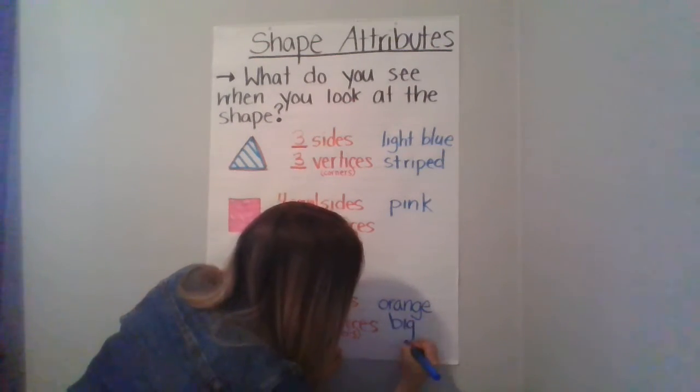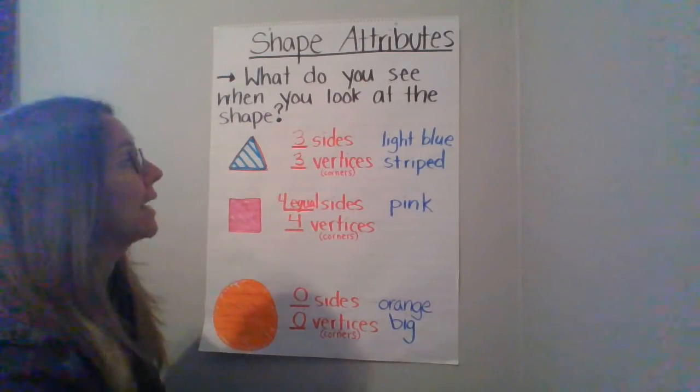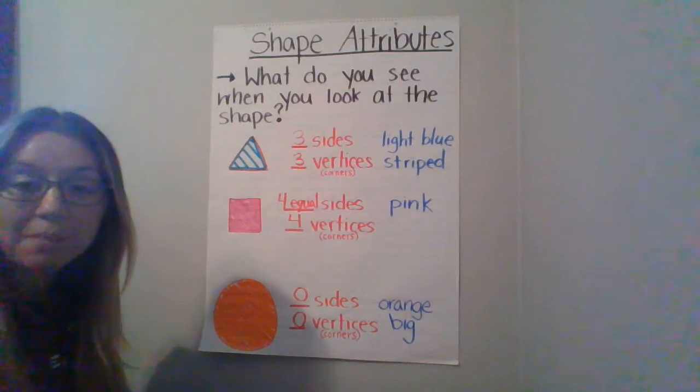Okay, so many ways to describe shapes. We use their attributes. What do we see when we look at the shape?